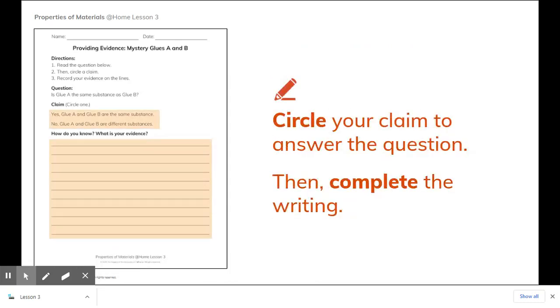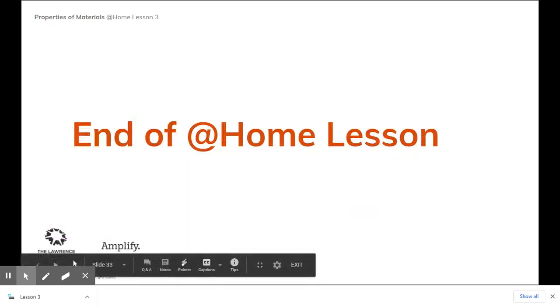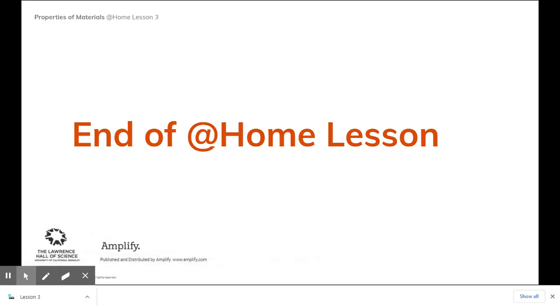Circle your claim, complete the writing, and that's the end of our home lesson. Boys and girls, when you are finished with this, I am going to want you to take a photograph of your work and post it either here on Schoology or on the Remind app. I do want to see your work.